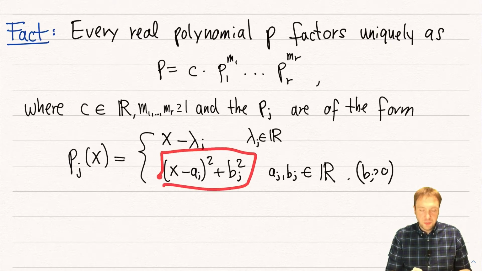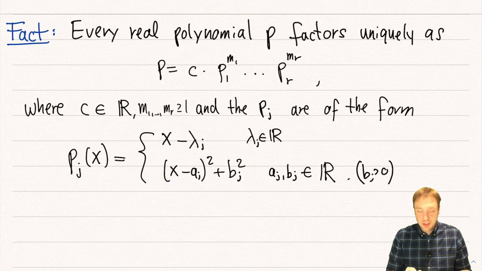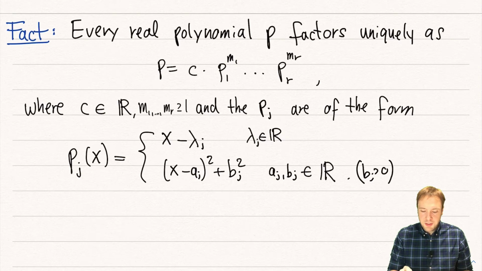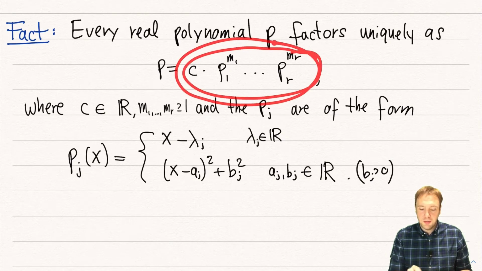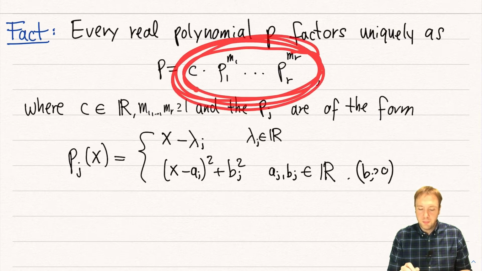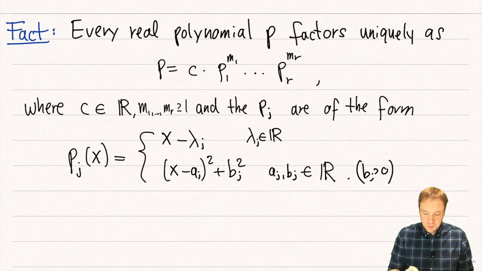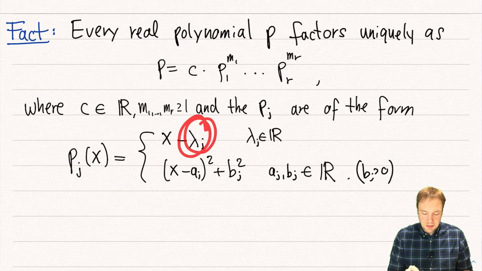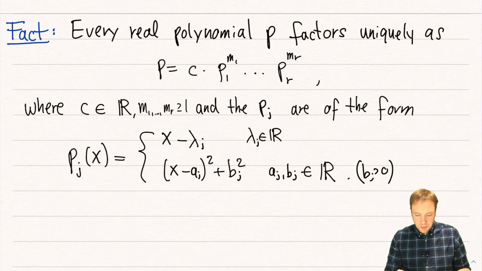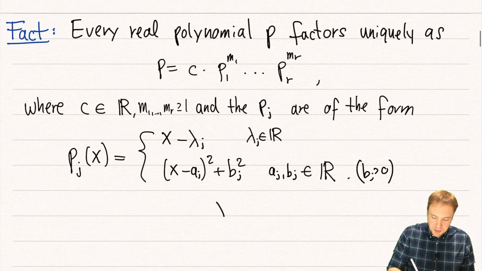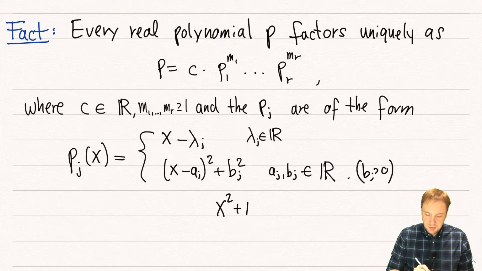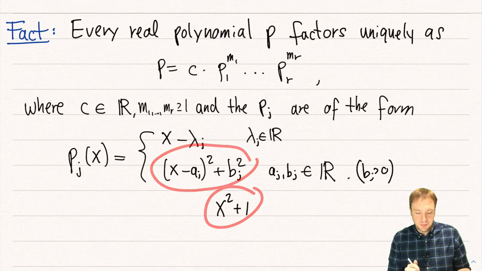But if we are allowed to use complex numbers, then we see that this actually has zeros, as we will see later. But the main point here is that we can write any polynomial in a unique way as a product like this, if we assume that all these different lambdas are different. So, for example, the polynomial x squared plus 1 is of this type here, and this doesn't have any real zeros.